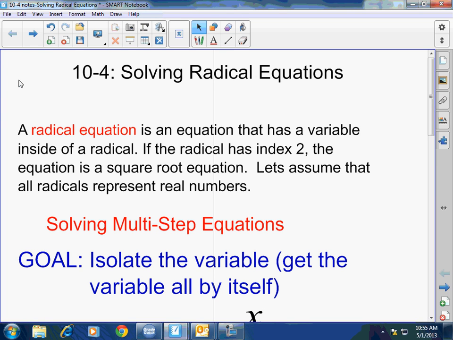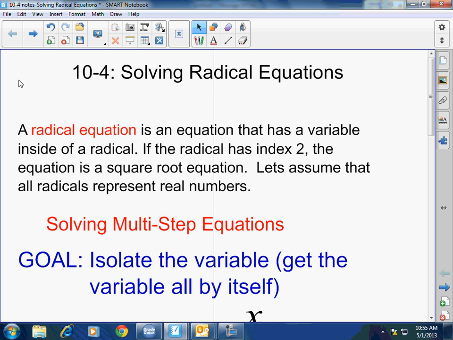Okay, guys, welcome back. Today we're going to wrap up radicals by learning how to solve radical equations. We're going to use a lot of the skills that we've learned in the past, including solving multi-step equations and just radical skills in general to solve these, and it's very, very simple.